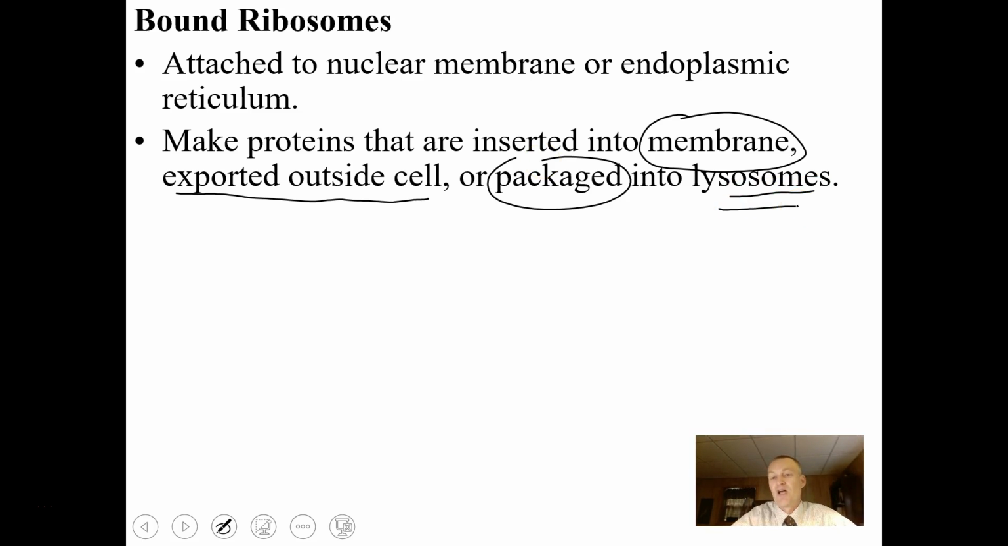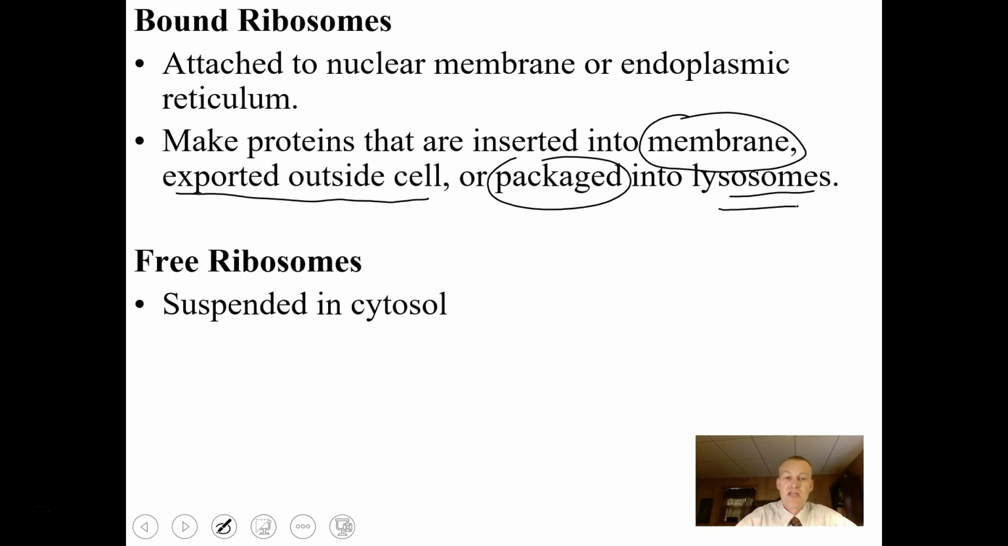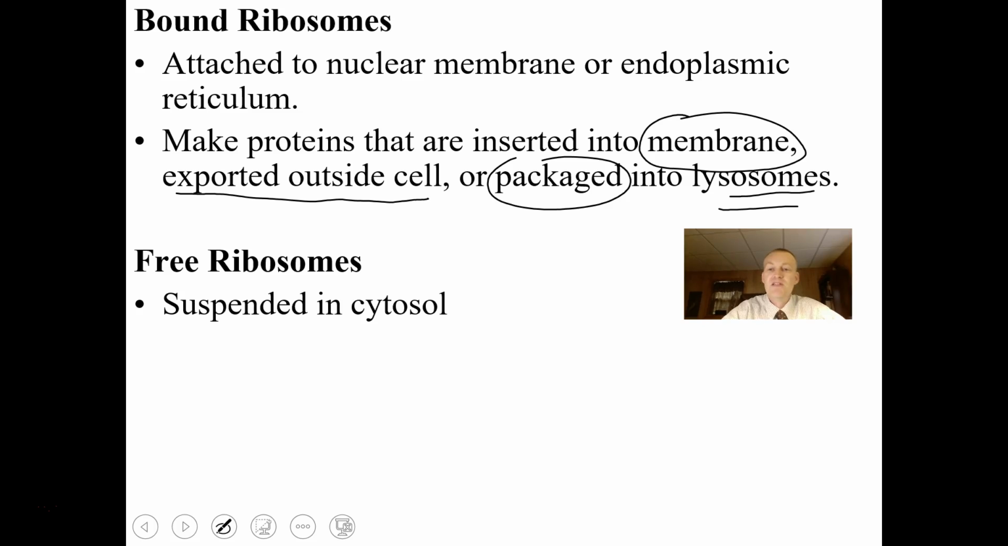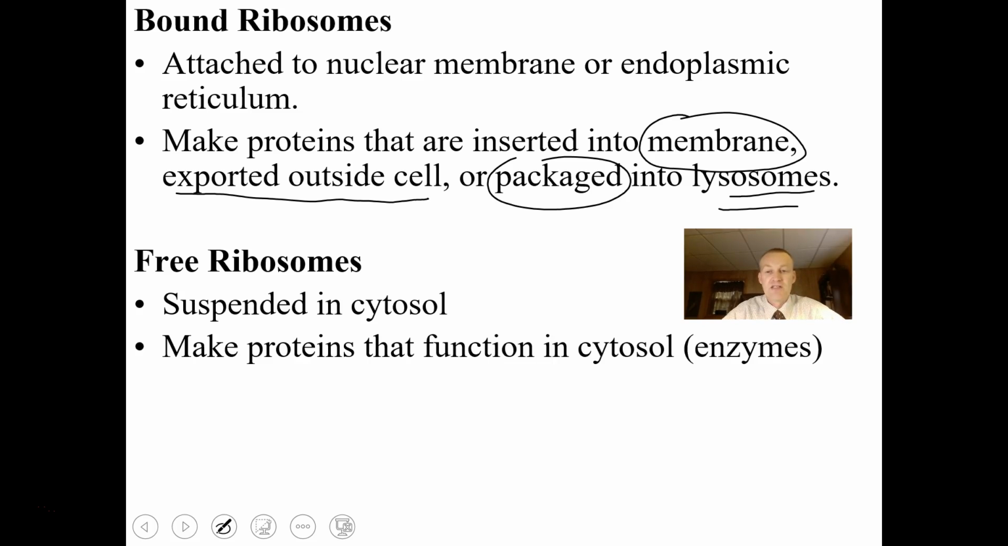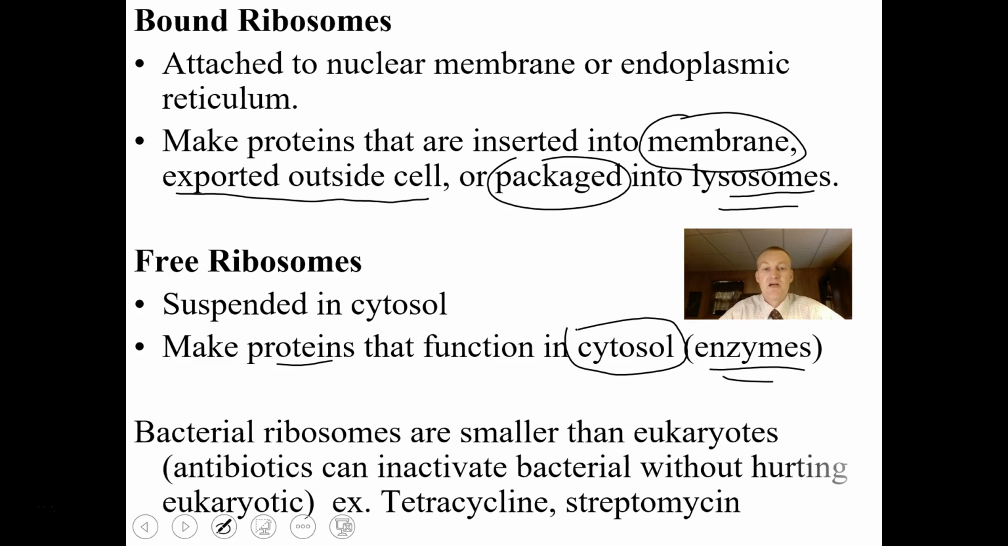vesicles called lysosomes. Lysosomes contain very powerful enzymes that we use to digest products. Free ribosomes, on the other hand, are going to be suspended in the cytosol. They're not attached to a membrane, and they make proteins that function as enzymes in the cytosol. Okay, that's the liquid portion of the cell.